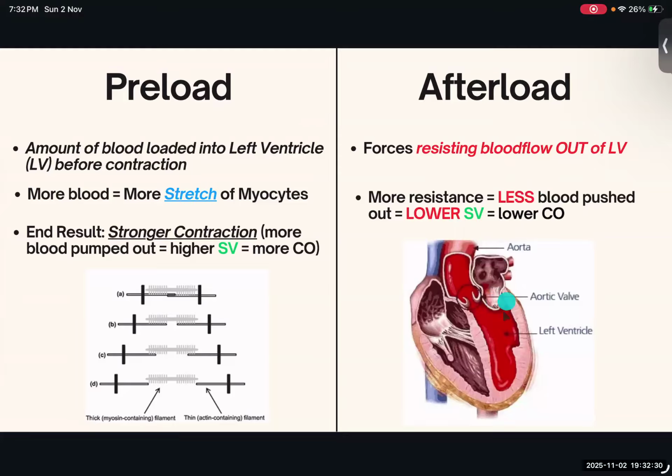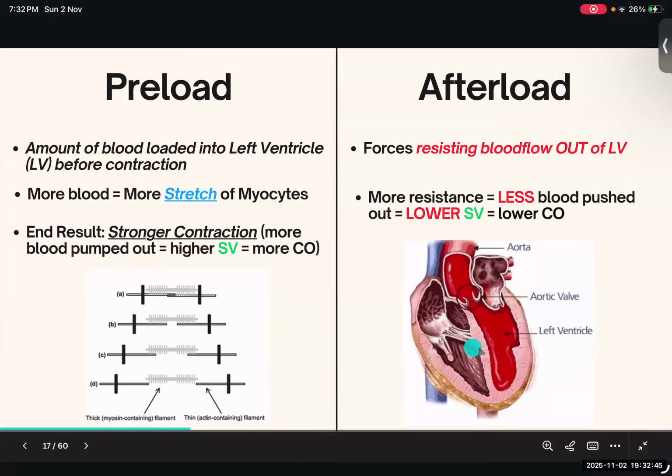And again, here, for example, the aortic valve, sometimes we have a pathology called aortic valve stenosis. Now, if the aortic valve is not opening enough, we're not going to have a strong enough contraction of the left ventricle to push the blood out. And this is increased afterload.